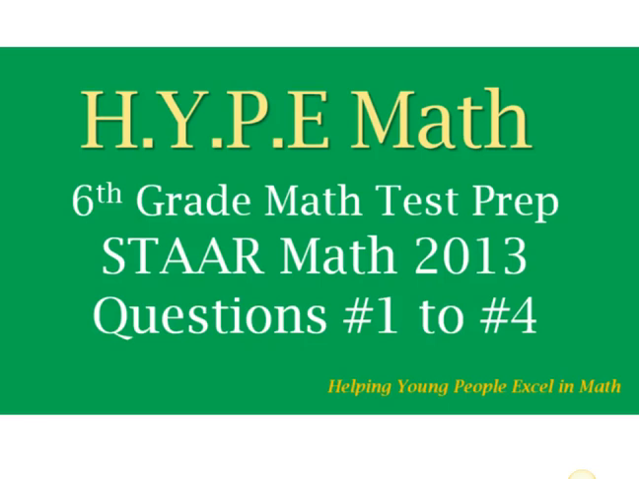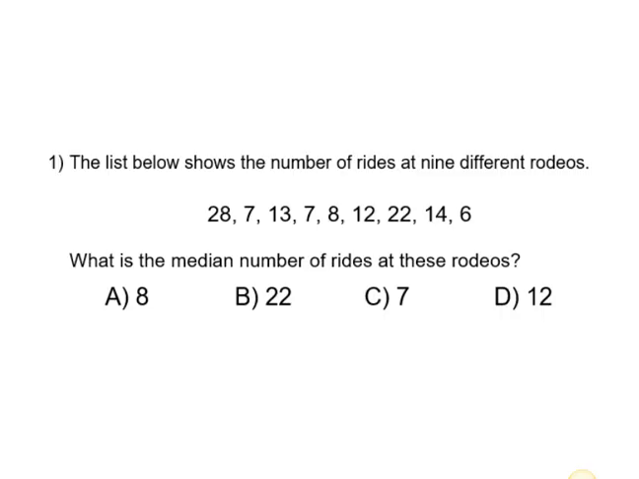In today's lesson, we will be reviewing the STAAR Math 2013 test for 6th graders. Questions number 1 to number 4. Let's get started. The first question says, the list below shows the number of rides at 9 different rodeos.